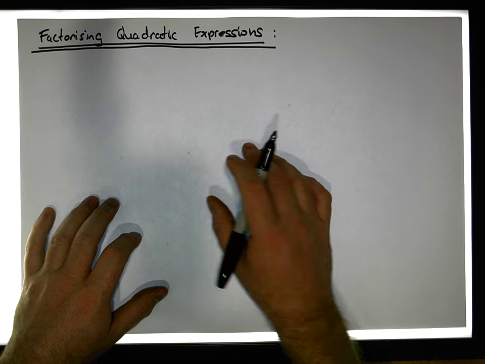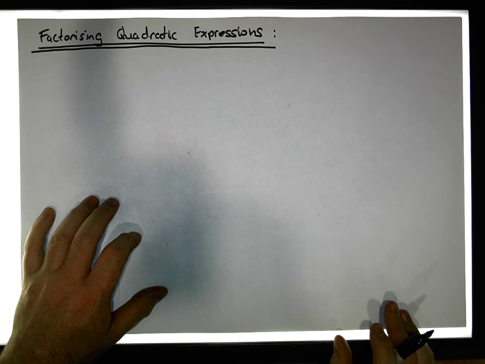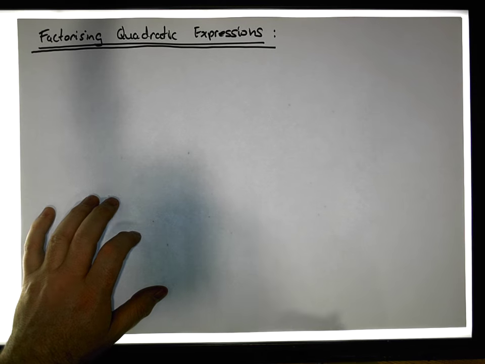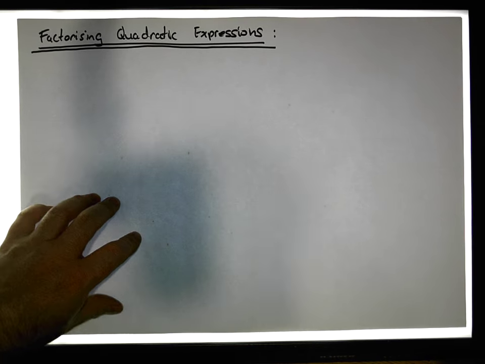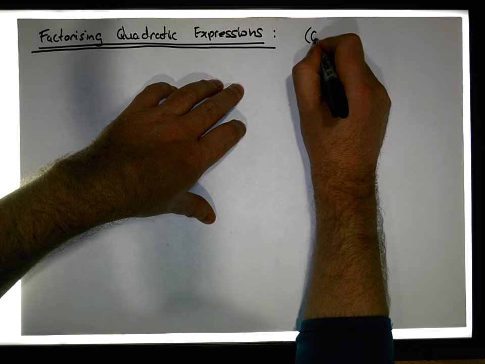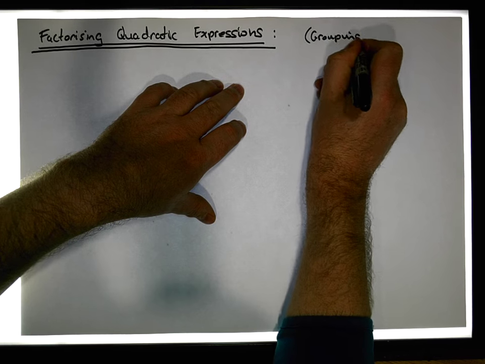In this short video, another video in our series of videos dealing with algebra and topics in algebra, we are going to concentrate on factorising quadratic expressions. This is the third video in this series, so we're going to have a look at something a little bit more complicated, but we're still going to use the technique which is known as factorising through grouping.